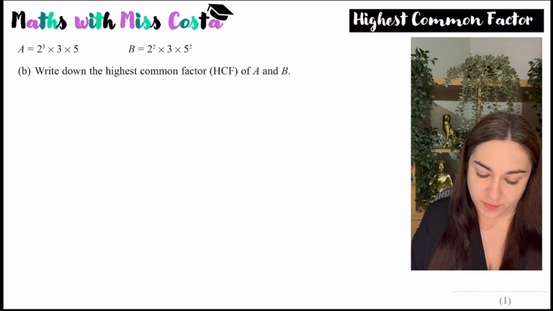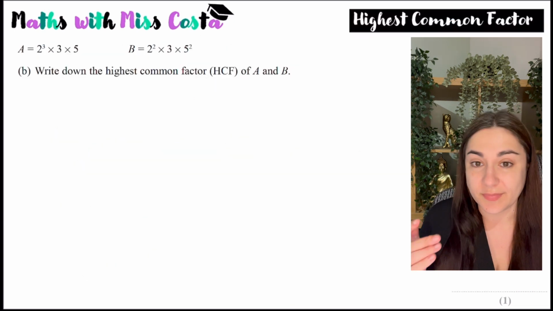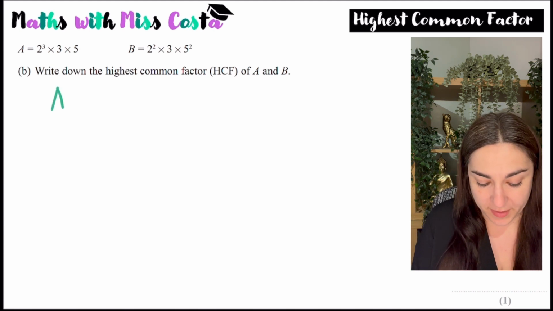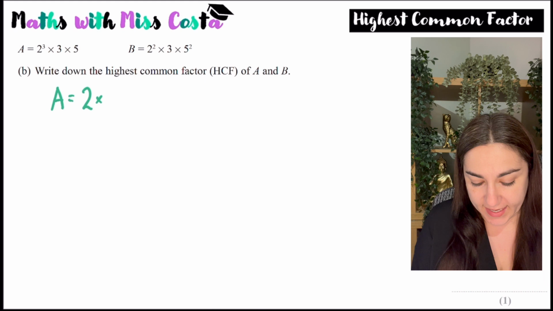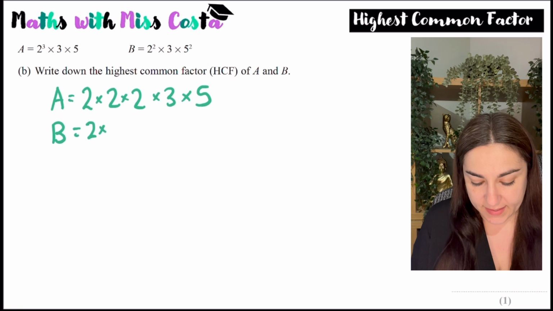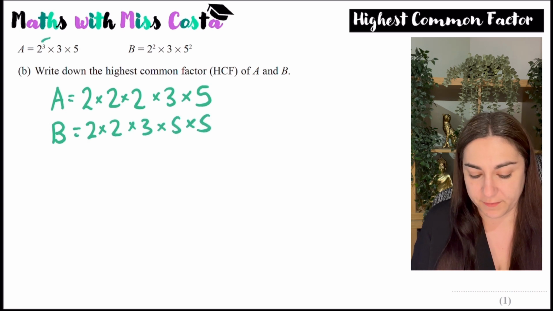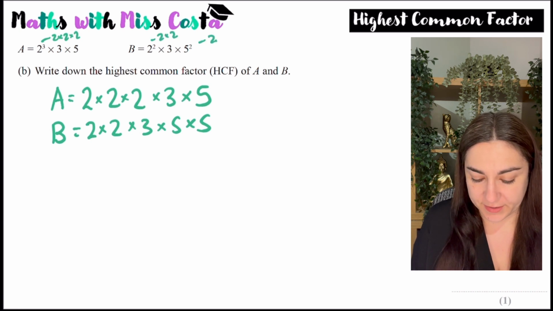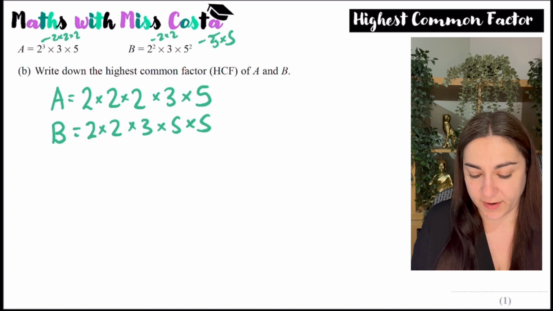In the second part of the question, I don't know what the number is, but they've told me what it is in its prime factorisation. So A is 2 times 2 times 2 times 3 times 5, and B is 2 times 2 times 3 times 5 times 5. I've just expanded 2 cubed to be 2 times 2 times 2, and 2 squared is 2 times 2, 5 squared is 5 times 5.